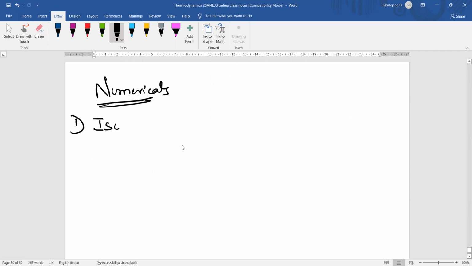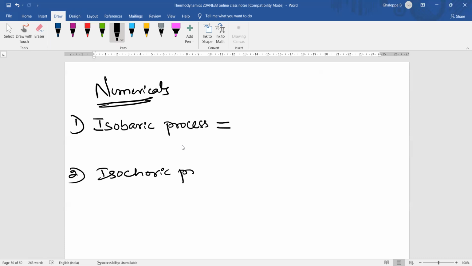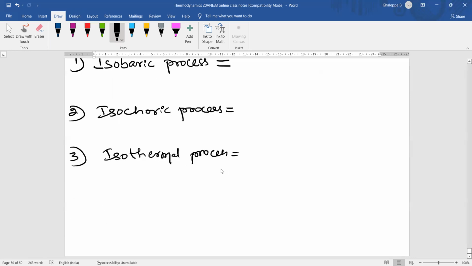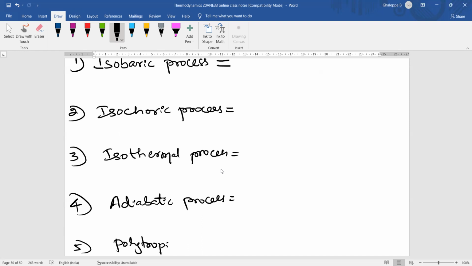For example, for isobaric process. What is the formula for isobaric? Similarly, they may ask you the formula for isochoric process. So to write the formulas for all these, isothermal process, we will discuss in the evening class. We'll discuss how to write the formula for all these processes. Then we will solve numericals. Similarly, the last one is polytropic. Very easy.